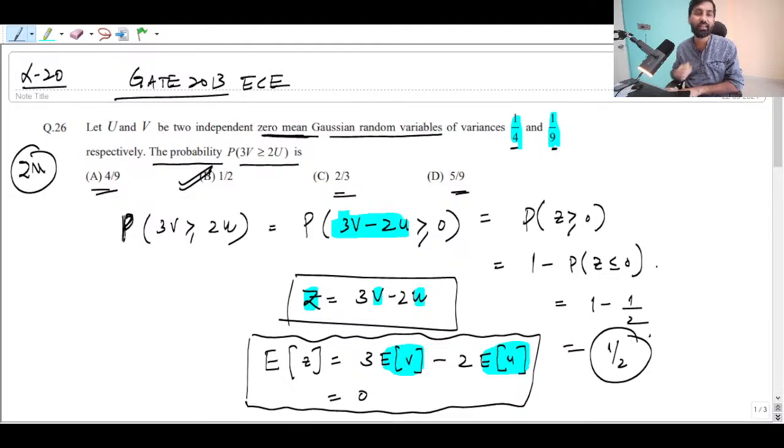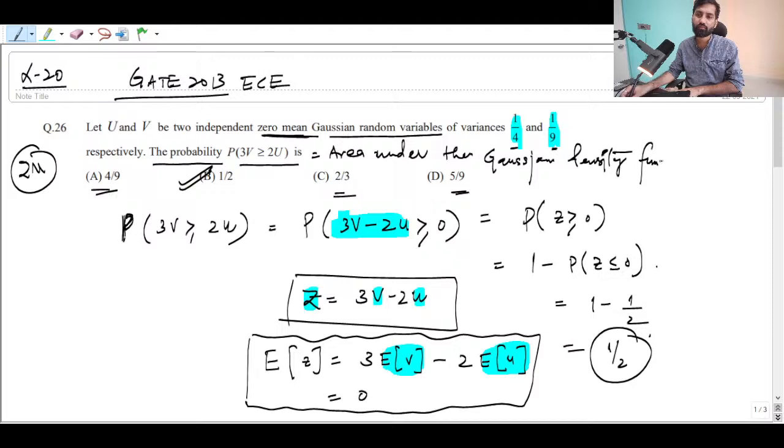So you have to find the area under the Gaussian density function. Area under the Gaussian density function. Please remember these points, guys.